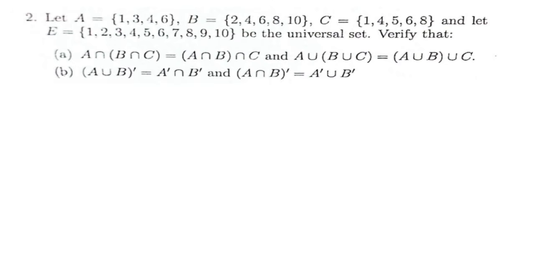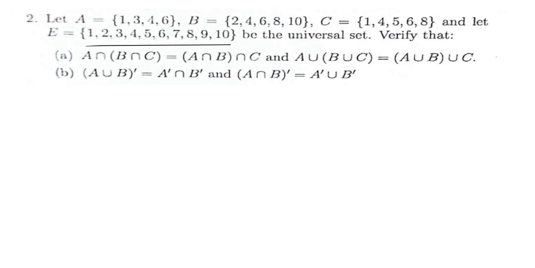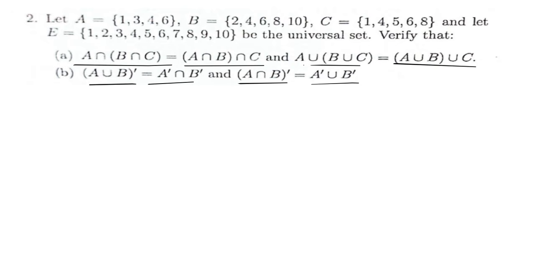We come to question number 2. We're told to let A be 1, 3, 4, 5, and B is that, C is that. And the universal set is 1, 2, 3, 4, 5, 6, 7, 8, 9, 10. Okay, so the universal set is from 1 to 10. Then we're told to verify this and that. Then this and that. Then this law and that law, that law and that law.